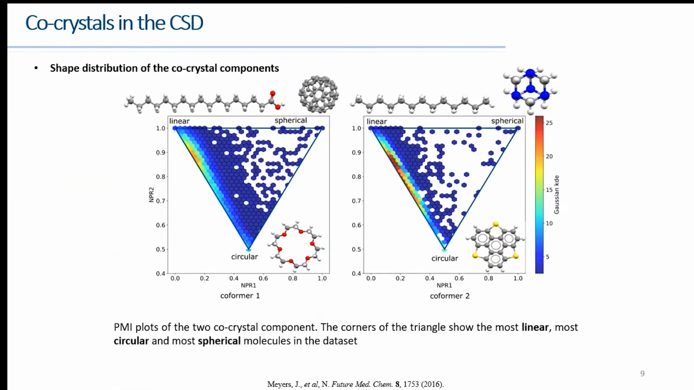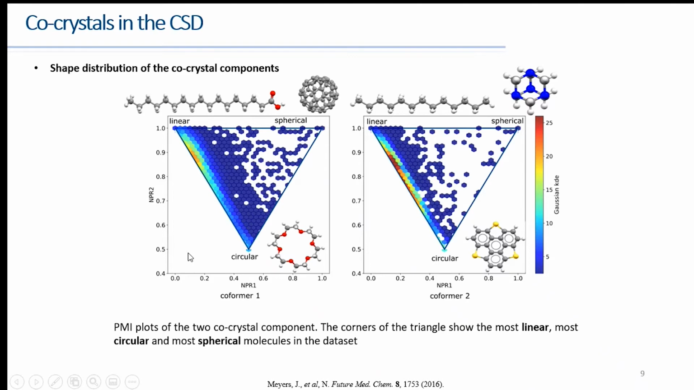So looking now not only at the crystal, but at the single molecules that form these co-crystals, we split them as coformer 1 and coformer 2. Usually coformer 1 is the molecule that has the largest molecular weight, and coformer 2 the one with the lowest molecular weight. And we wanted to see what is the size distribution of the co-crystal components.